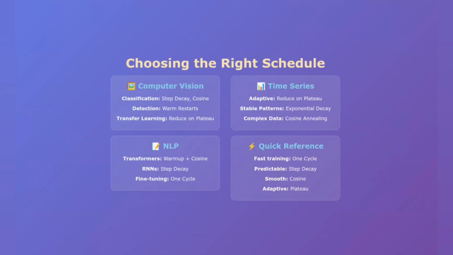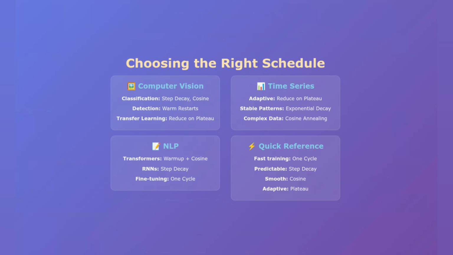How do you choose the right schedule? Here's my decision framework. For computer vision, image classification, start with step decay or cosine annealing. Object detection, warm restarts often work well. Transfer learning, reduce on plateau with discriminative rates. For NLP, transformers, linear warm-up plus cosine or polynomial decay. RNNs, step decay or exponential decay. Fine-tuning, one-cycle policy can be very effective. For time series, reduce on plateau, it adapts to data characteristics. Exponential decay for stable patterns.